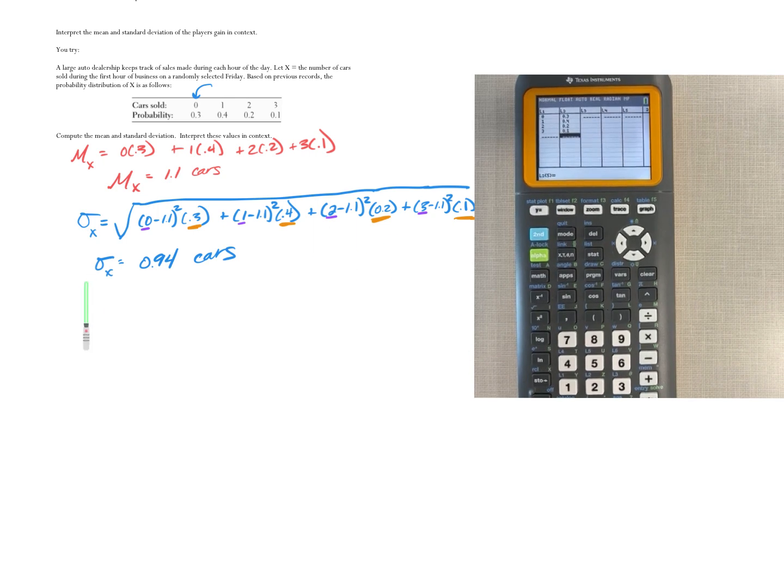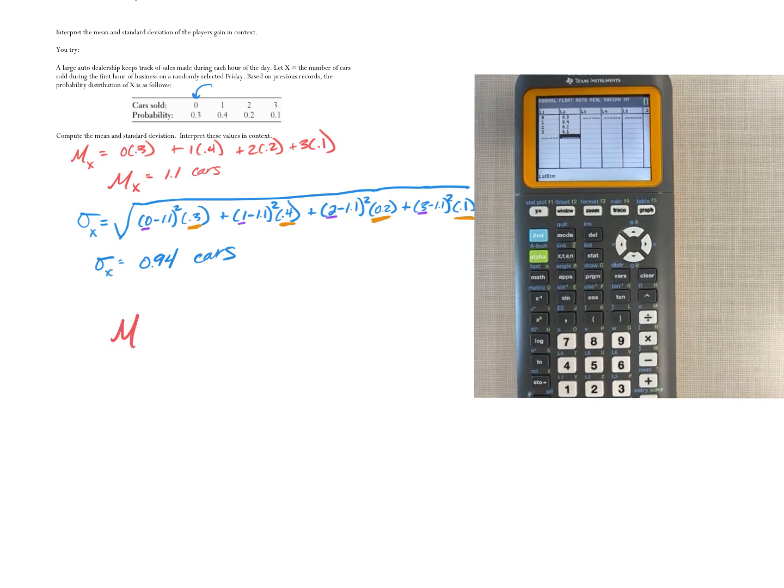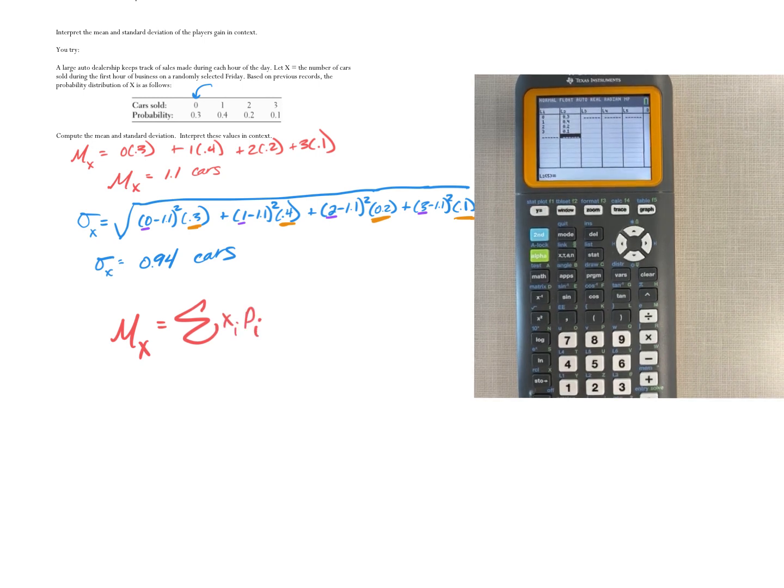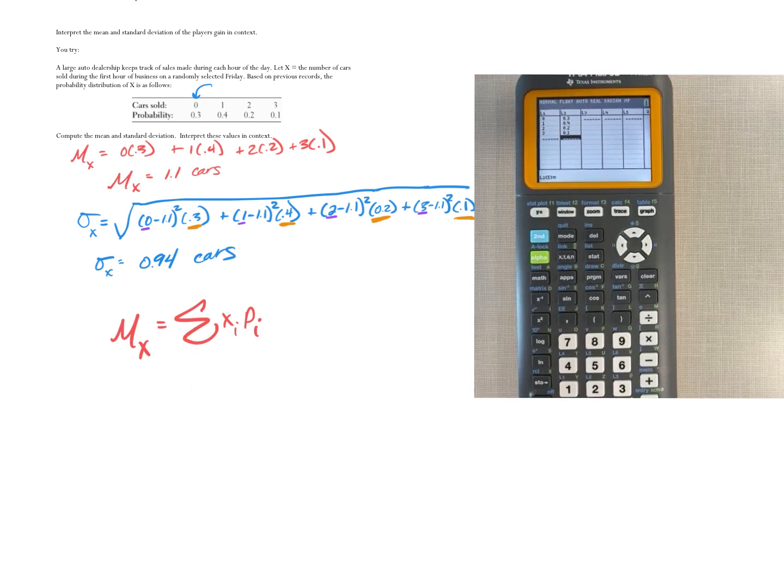So, that being said, the formula for the mean is on your formula sheet, where it is the sum of xi pi. That essentially means summation, so that's why we're adding each of these: the outcome times its probability, the outcome times its probability.